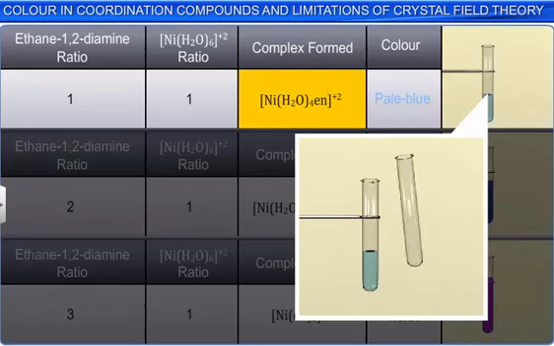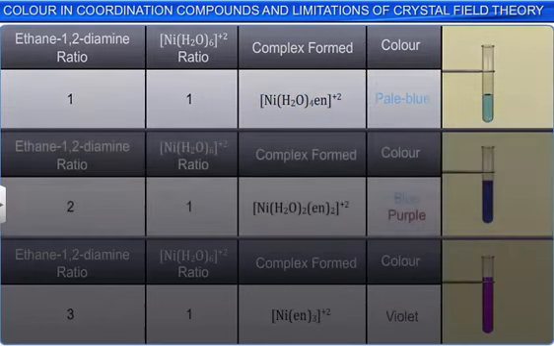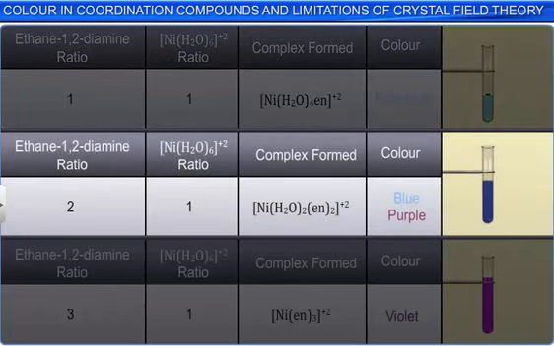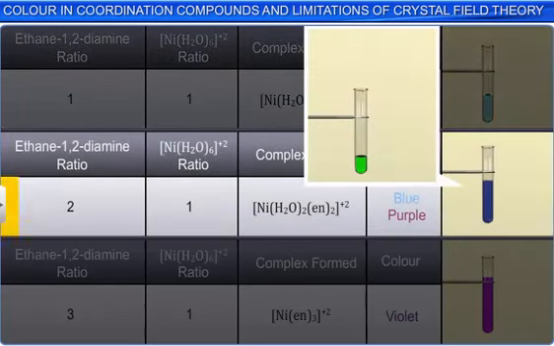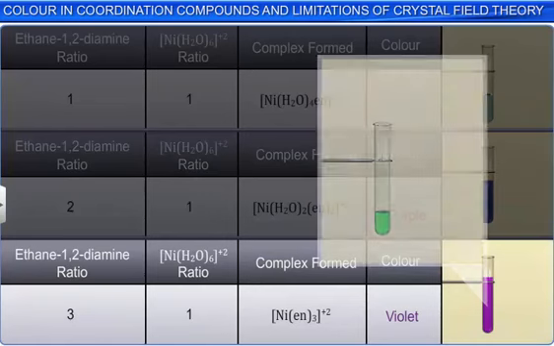When the addition is in the ratio of 2:1, a blue or purple colored di-aqua bis ethane 1,2-diamine nickel-2 is formed. Addition in the ratio of 3:1 results in a violet colored tris ethane 1,2-diamine nickel-2 complex.